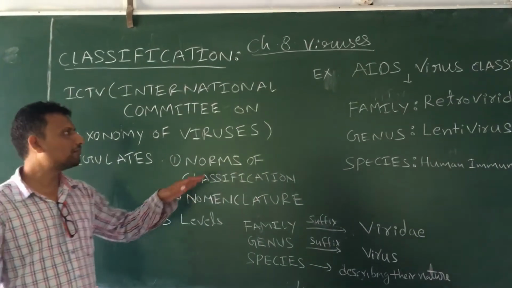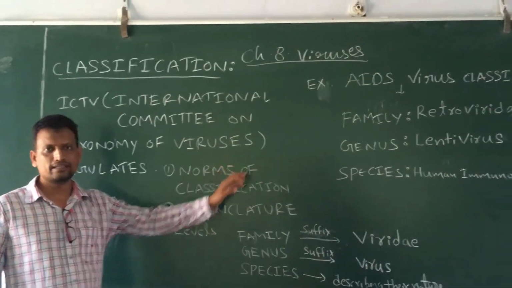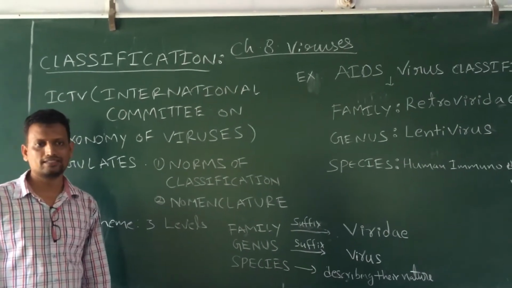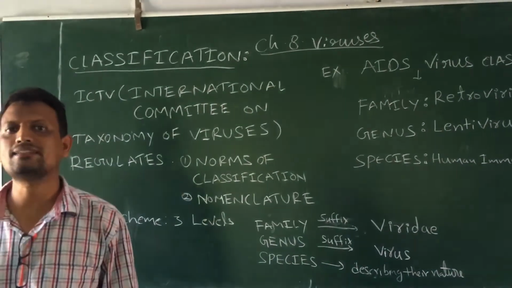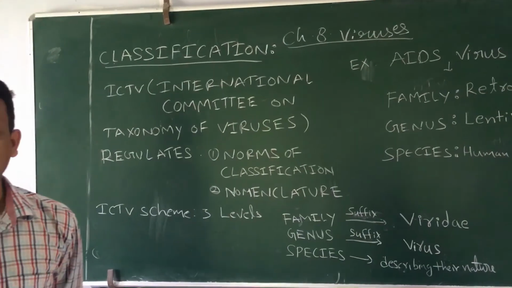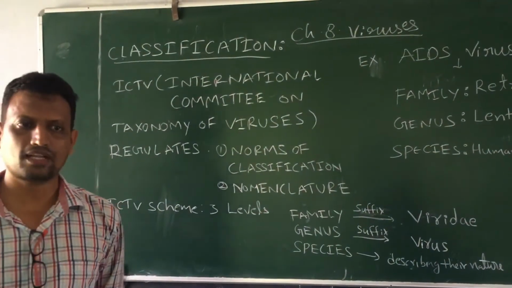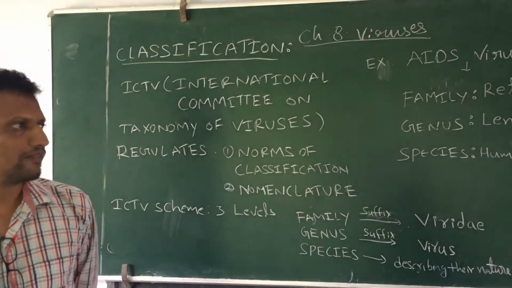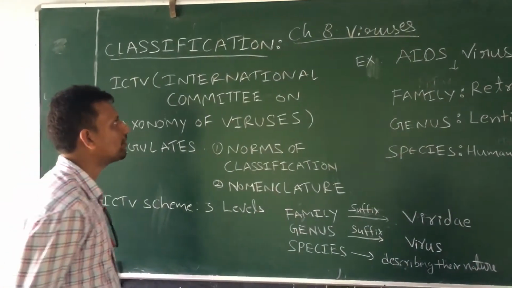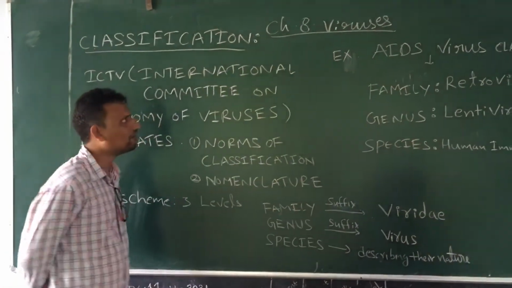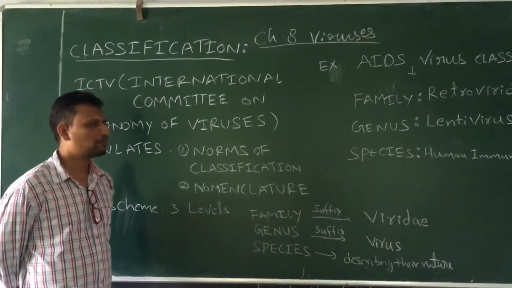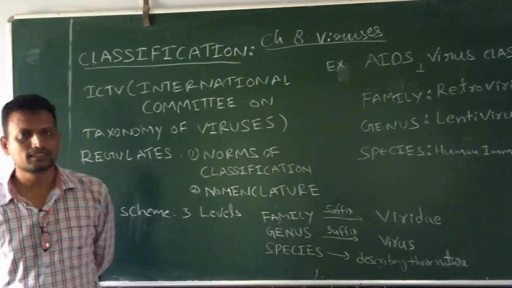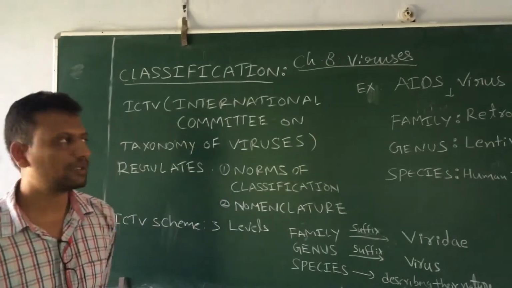Do you think binomial nomenclature can be applied here? We can't apply it. It is not applied to name viruses because viruses do not come under living organisms, not under Whittaker's 5 kingdom classification. As viruses do not belong to any of the kingdoms, they are not considered living organisms. So binomial nomenclature is not applied to name viruses.